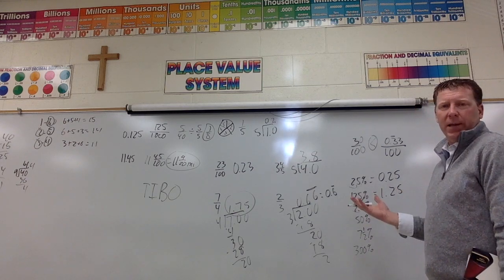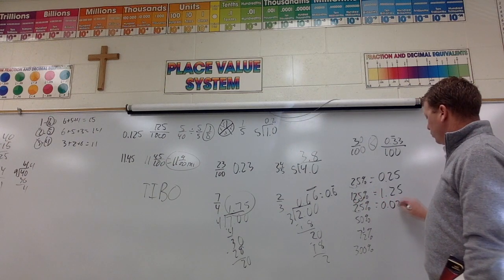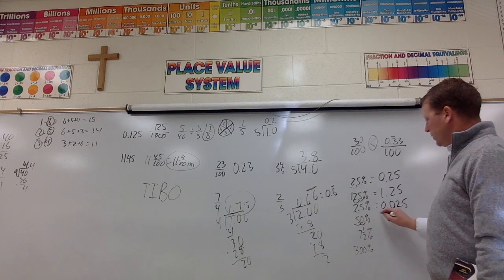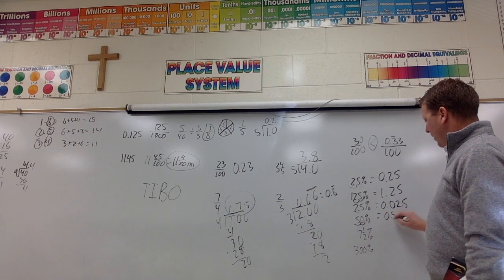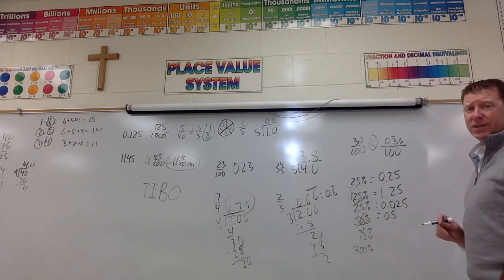Uh-oh, I'm out of places. What do I have to do? I add a 0. So that equals 0.025. 50%, 1, 2. What did you have to do with this one? This one you had to learn how to chop off that extra 0. So 5, 0, gone. So I chop off a 0.